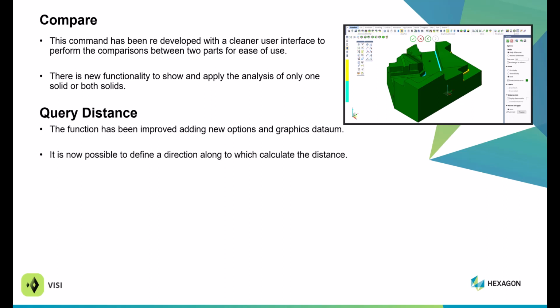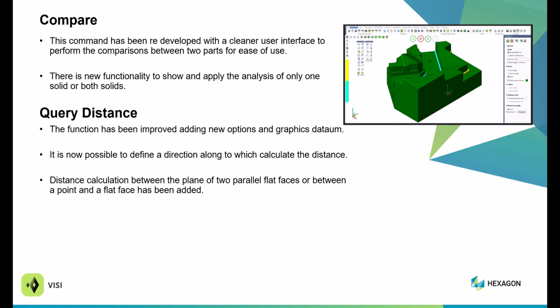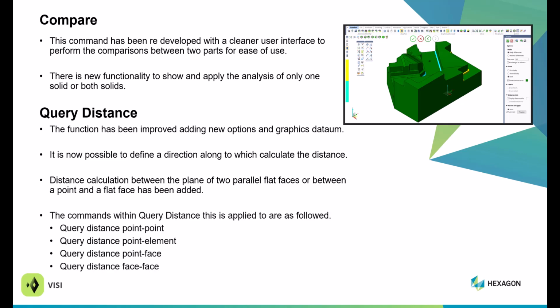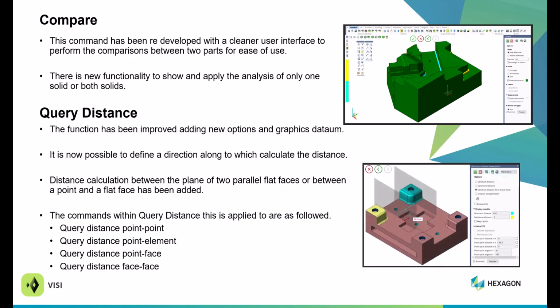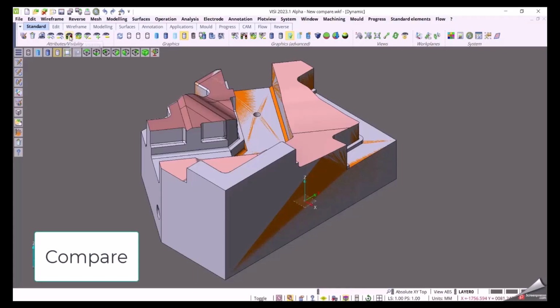It is now possible to define the direction along which the distance is calculated. The distance calculation between two planes and two parallel flats, or between two points and two flat faces, has also been added. In the query command within query distance, this is also applied to the query distance point to point, point to element, point to face, and face to face. So here's just a quick video showing these commands.